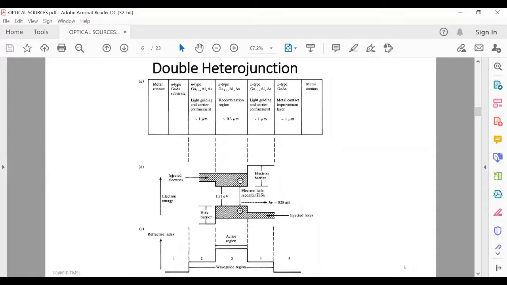Another advantage of this double heterojunction structure is that the active region has a higher refractive index than the materials on the other side, and hence the light emission occurs in an optical waveguide, which serves to narrow the output beam.